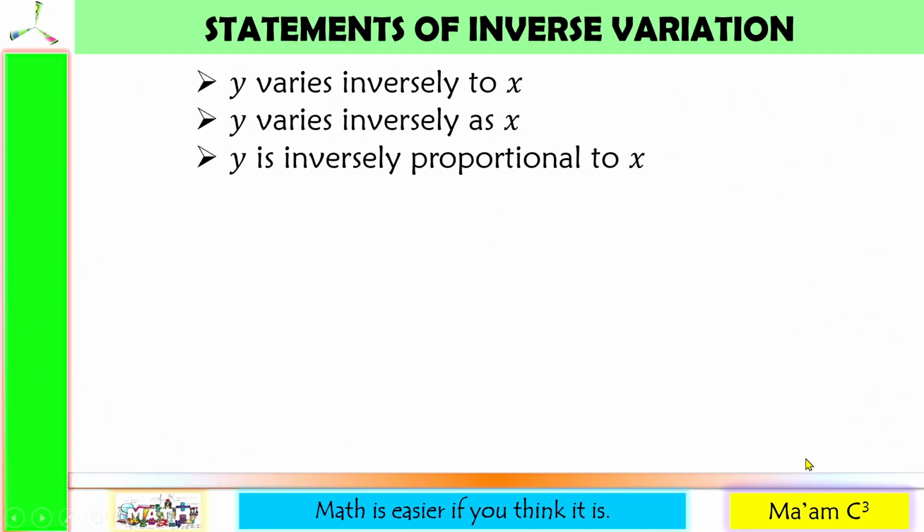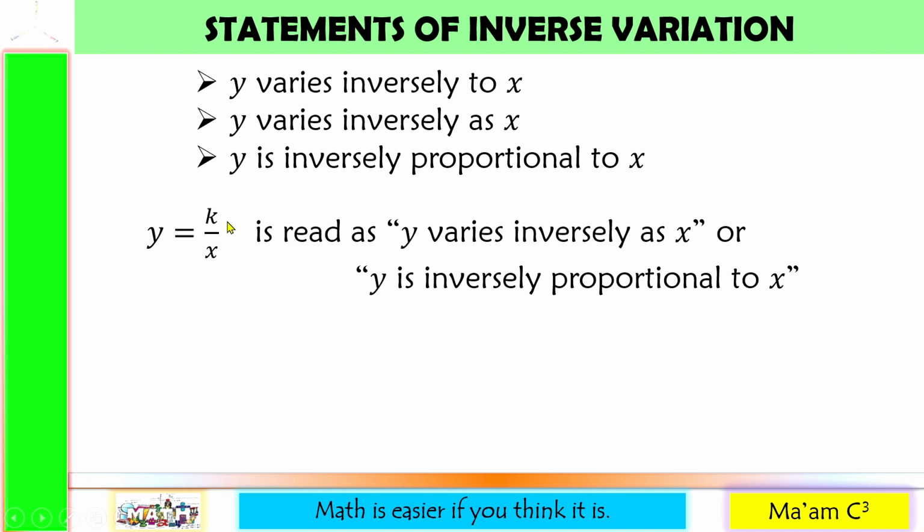Here are some statements of inverse variation. Y varies inversely to x, y varies inversely as x, and y is inversely proportional to x. So if we have y is equal to k over x, this is read as y varies inversely as x, or y is inversely proportional to x.